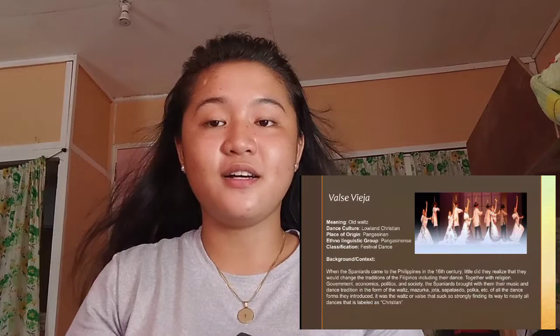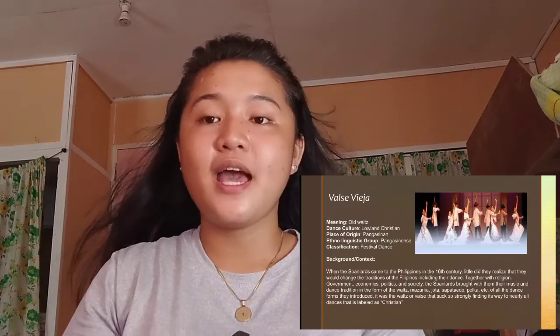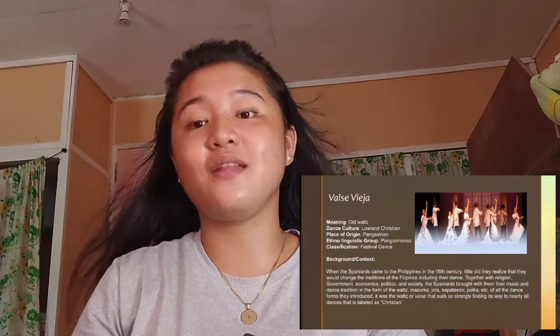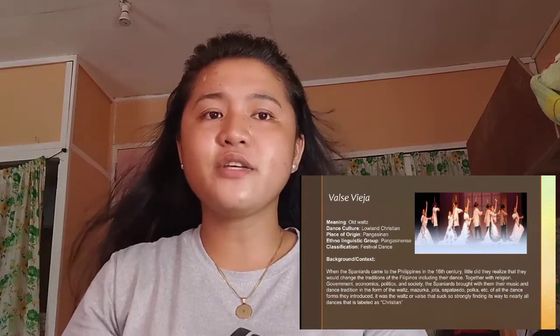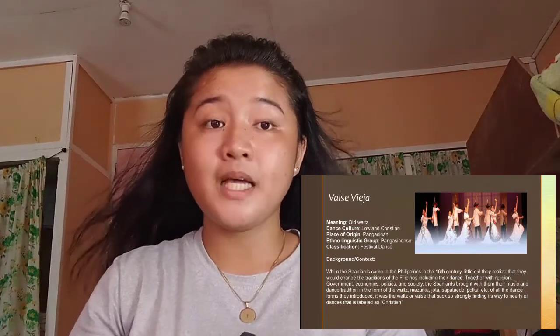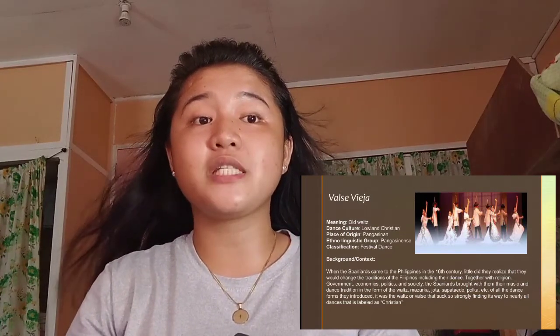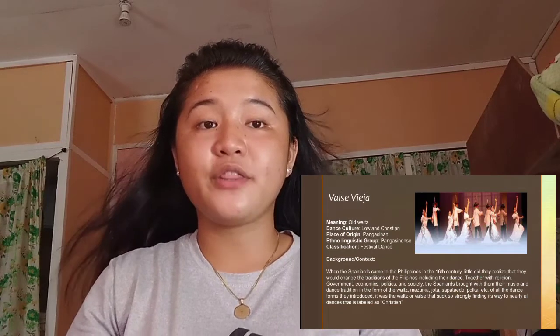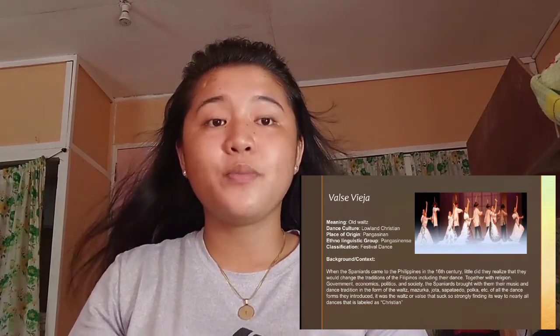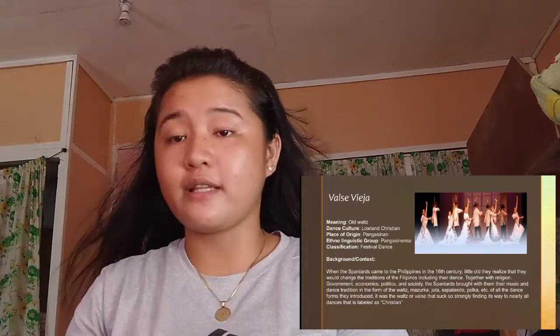Next folk dance is the valse vieja, meaning old waltz. The dance culture is lowland Christian. Place of origin of valse vieja folk dance is Pangasinan, and their ethno-linguistic group is Pangasinense. Their classification of the dance is festival dance. Proceeding to its background and context.